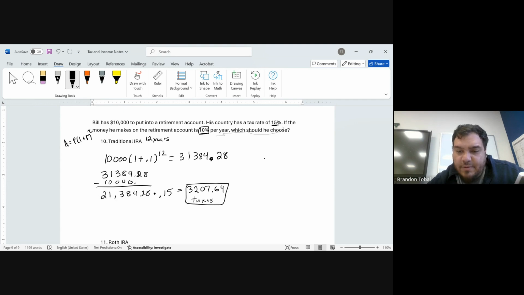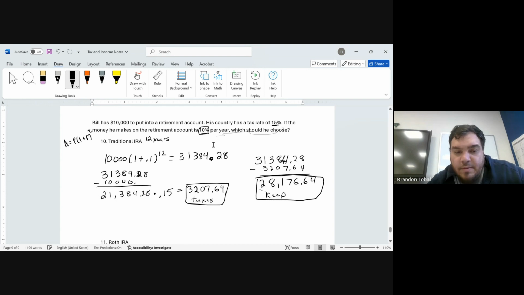How much does he get to keep? Well, he has 31,384.28, and he has to pay in taxes 3,207.64. Let your calculator do the work. Why do the work for yourself? 31,384.28 minus 3,207.64. That's going to be 28,176.64. Yep. So that's how much money he keeps.